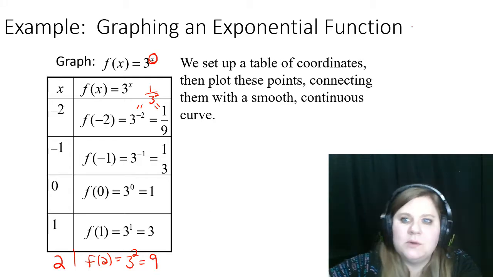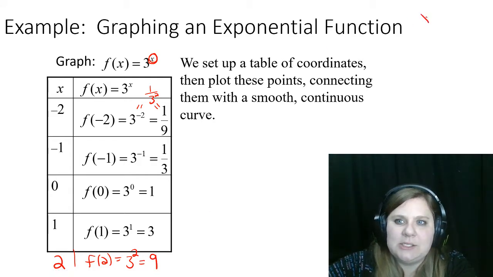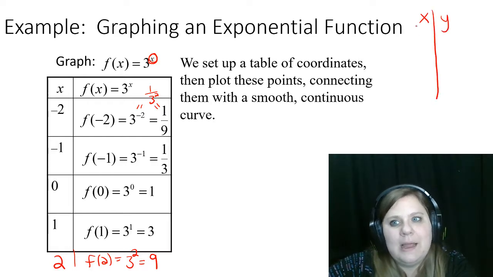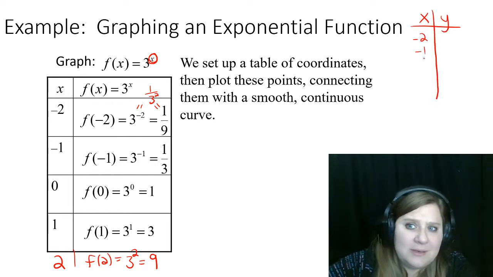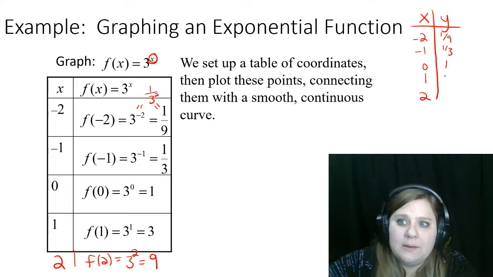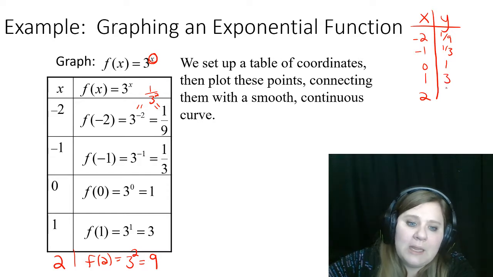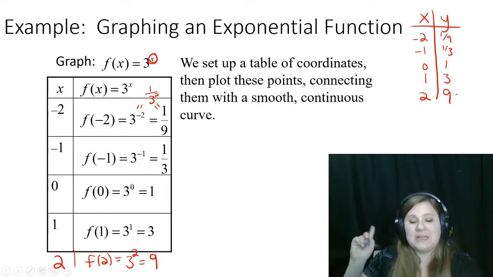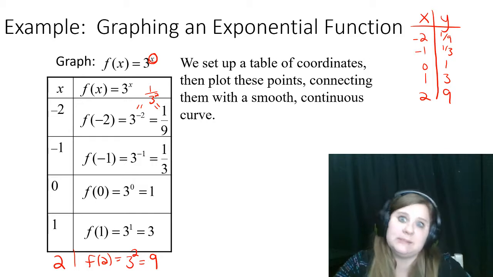Okay, so most of the time what you would do is see this as a t-chart. So you'd have your x and your y. Okay, you have -2, -1, 0, 1, 2. And then you'd have 1/9, 1/3, 1, 3, and 9, like that. So that's probably how you would write this.